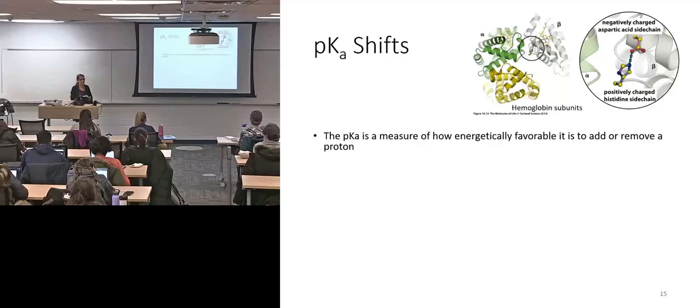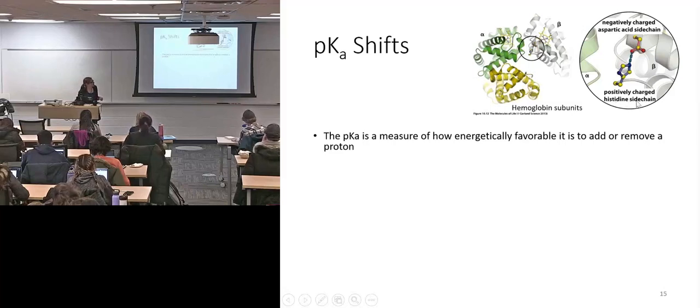So pKa is a measure of how energetically favorable it is to add or remove a proton. Okay? And in this case, we're looking at hemoglobin subunits, and what we can see here is a positively charged histidine side chain making an interaction with a negatively charged aspartic acid.